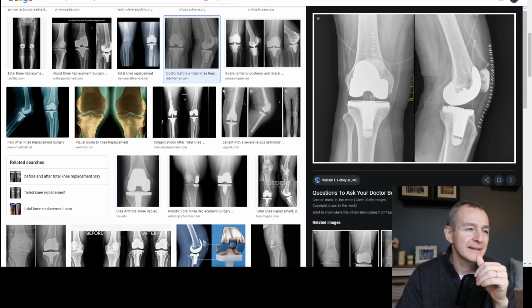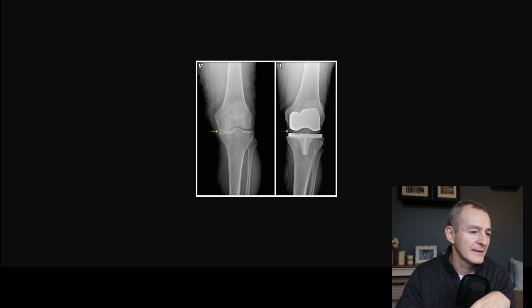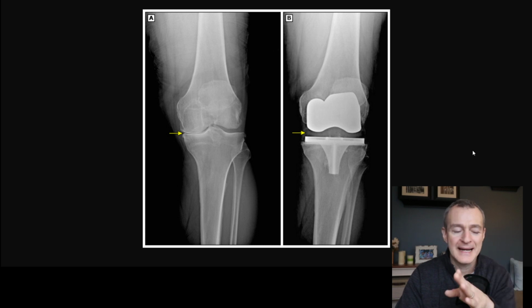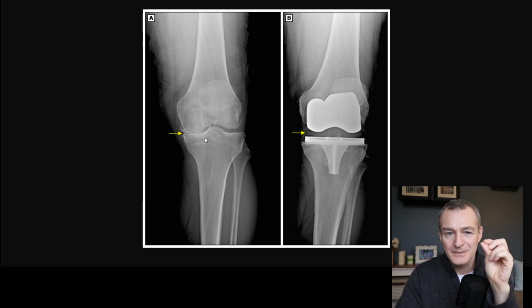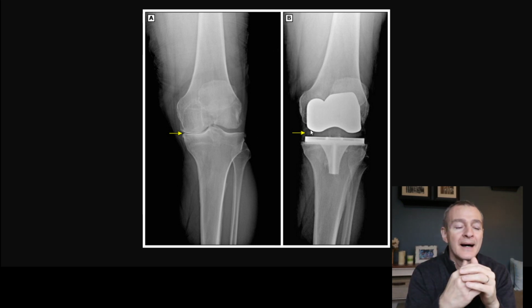If we take a look at another picture, this is a picture from a website. I'm going to zoom in on it. This is a common scenario: a before and after photo of somebody who's had a total knee replacement. You can see that in picture A, there's no space between the bones of the femur and the tibia, whereas in picture B, the space is normalized.